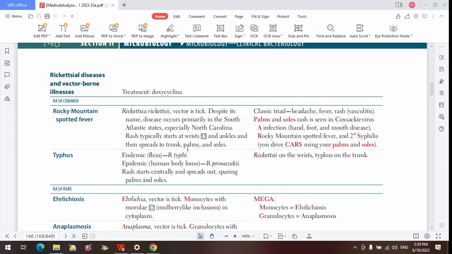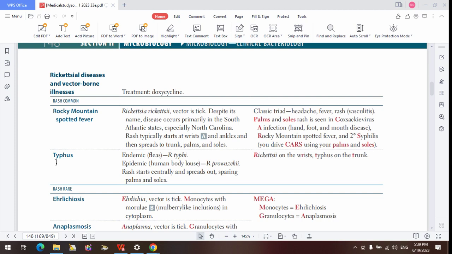How does the rash start? It starts at the wrists and the ankles. I've talked about it. This starts at the extremities, the wrists and the ankles, then spreads to the trunk, the palms and the soles. What is the classic triad? Headache, fever, and the rash. The other infections that can affect the palms and soles include Coxsackie and secondary syphilis. The typhus, two types, endemic and epidemic.